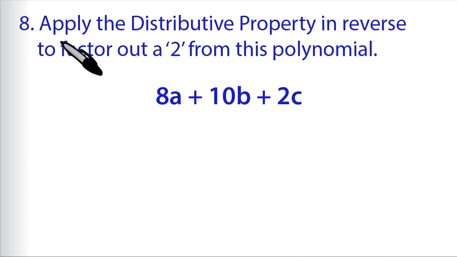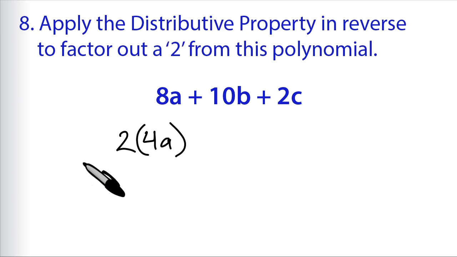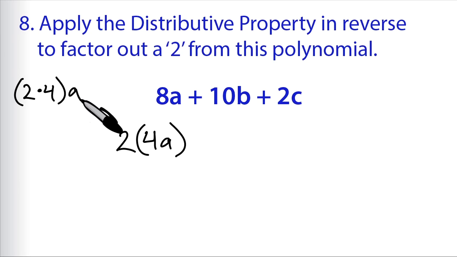For problem 8, we need to apply the distributive property in reverse to factor out a 2 from this polynomial. We have 8a plus 10b plus 2c. Now this time, not each number part is a 2, but we can factor out a 2 from each term in this polynomial. 8a can be factored to 2 times 4a. We could also write that as 2 times 4 multiplied by a. Either way you want to show it is fine.